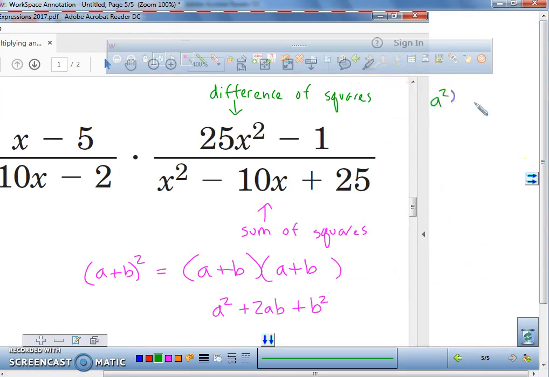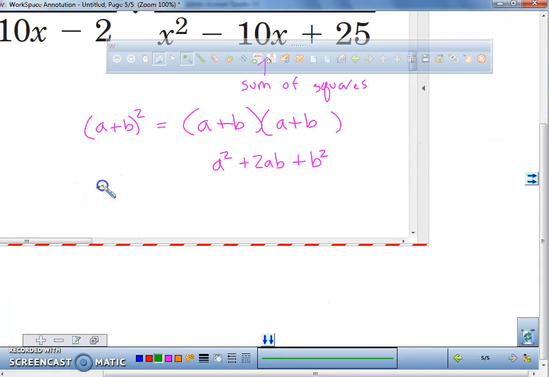A difference of squares is different. Here's the pattern for a difference of squares. This is just one example. If I have a squared minus b squared, that factors to an a plus b and an a minus b. So these are some rules that you need to know for the difference of squares and for the sum of squares. Now the sum of squares can also be written like this.